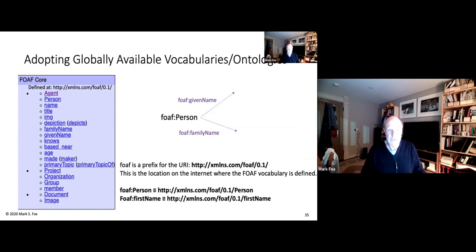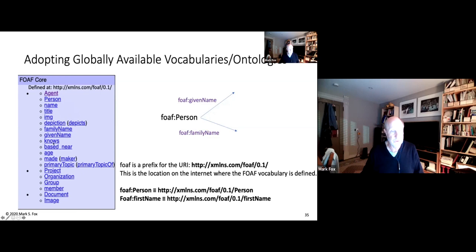That is to say, somewhere there has to be defined a set of concepts and properties that come with a definition, so that when we agree that we're going to use that vocabulary or ontology, we agree that we're going to use the definitions that are provided in it. Now, this is called the Friend of a Friend vocabulary, the core vocabulary. It has a concept Agent, Person. It has properties, name, title. So properties start with a small letter. Concepts start with a capital letter.